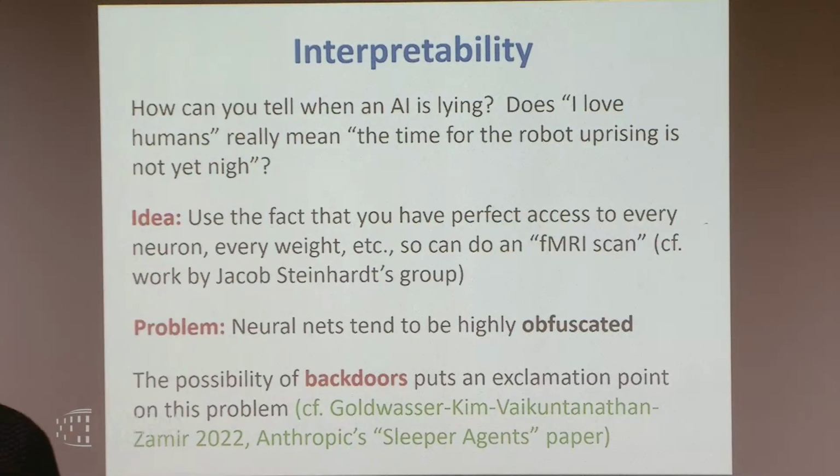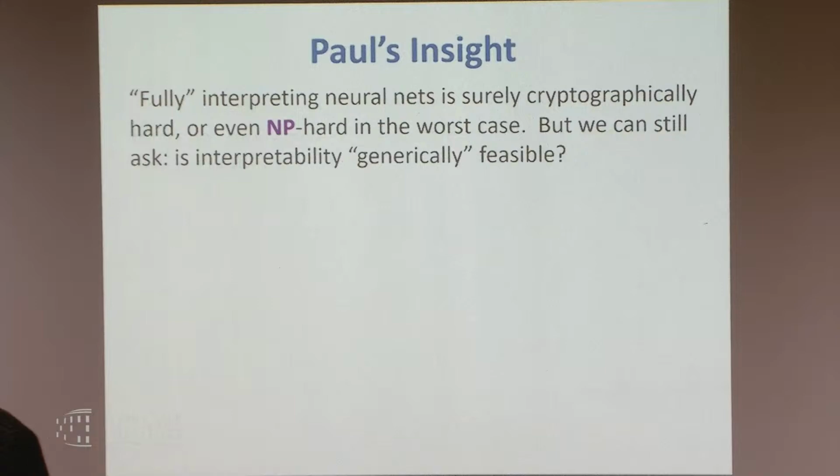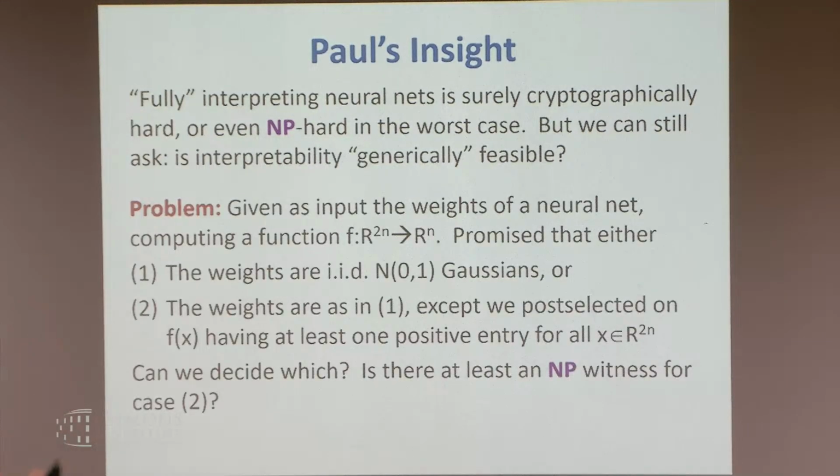So what question should we even ask here? Okay, so now here was Paul's insight. He said, fully interpreting neural nets is surely cryptographically hard, or even NP-hard in the worst case, because of, for example, the possibility of backdoors. But we can still ask, is interpretability generically feasible? What do we mean by generically? Well, here is an example of formalization. Here's the kind of question that Paul has been asking.